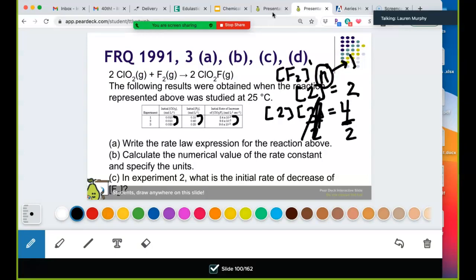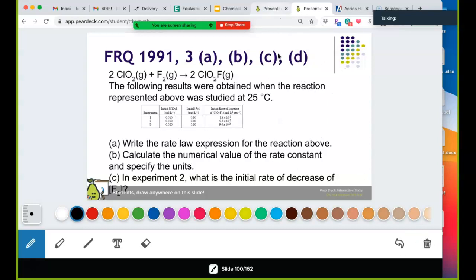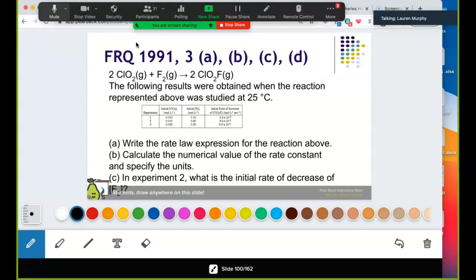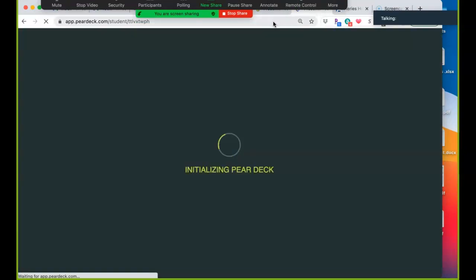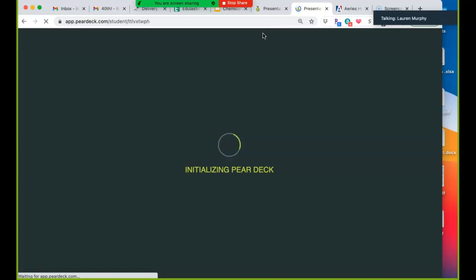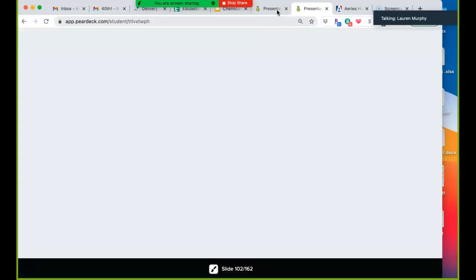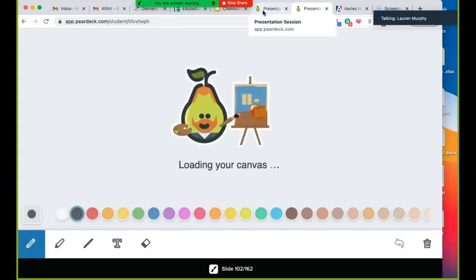Why is this not changing? Hold on, sorry. Oh, my computer's freezing. Sorry guys, give me 1 second. So again, while this is loading, the rate law is first order with respect to ClO2 and first order with respect to F2. My screen never pops up. So you want to pick the mechanism that matches that.